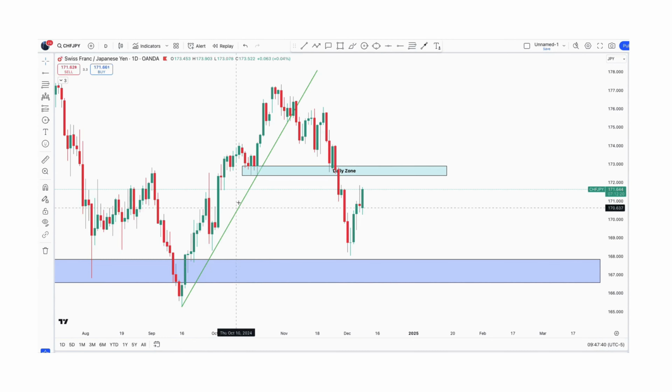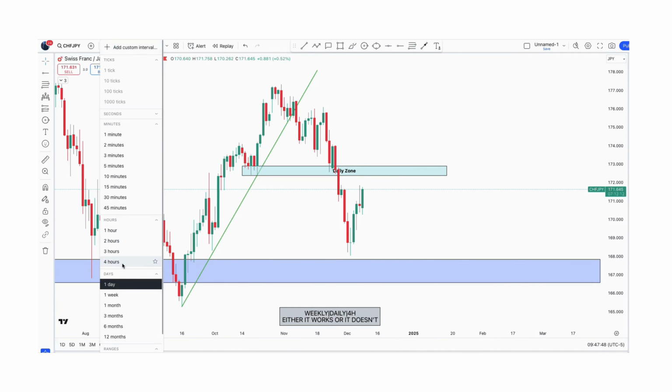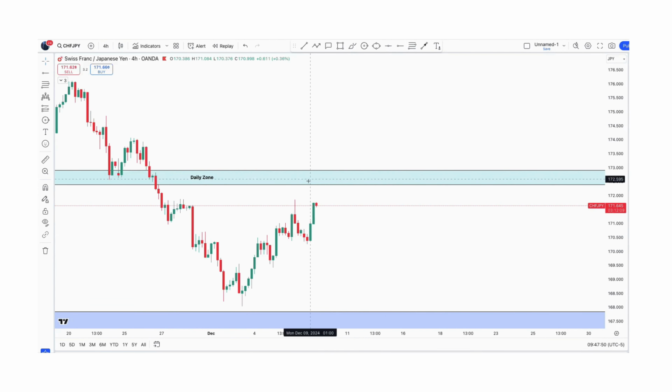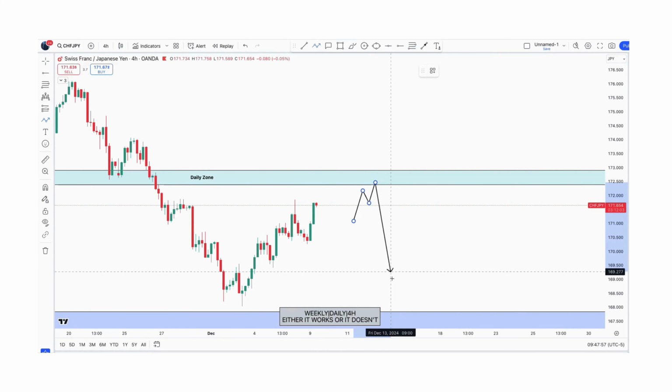We can see that price was pushing to the upside. We broke down from that most recent daily low, and it looks like price is trying to come back and retest that area. So this week I'll be going down to the 4-hour, waiting for a nice potential confirmation at this area to go short back down to that weekly level. It's going to look something like this, and then a short back down to that weekly support. And that's going to be Swiss franc versus Japanese yen.